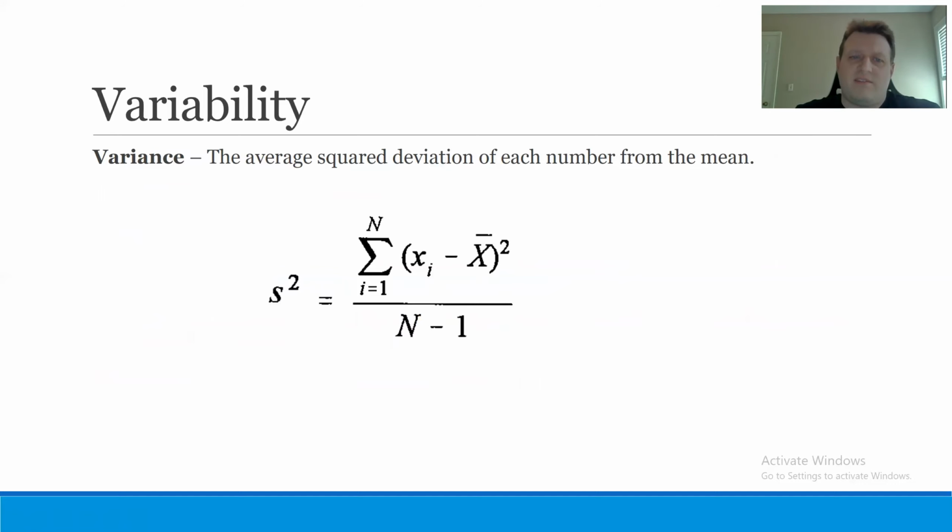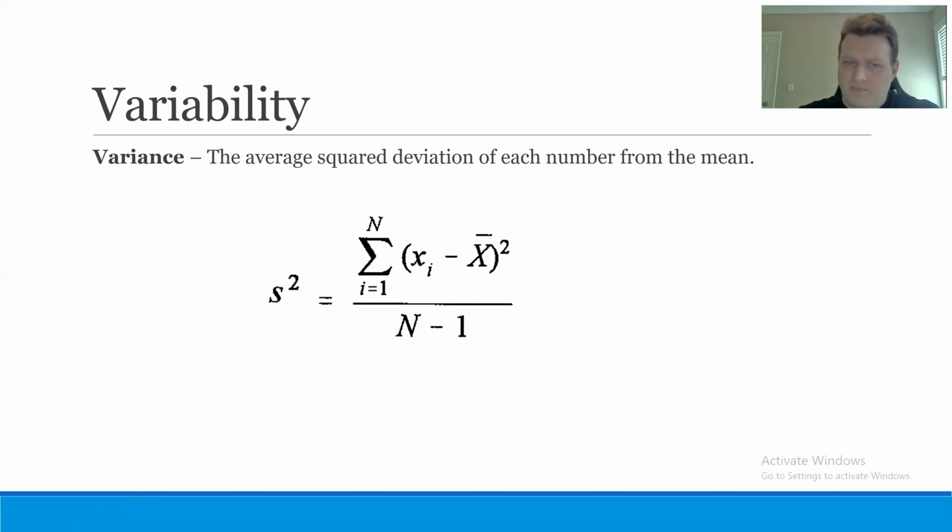Okay, the variance is the average squared deviation of each number from the mean. So here's our formula right here. When we're looking at sample variance, we're using Latin letters, remember. We're using S squared. This is our symbol for the variance.